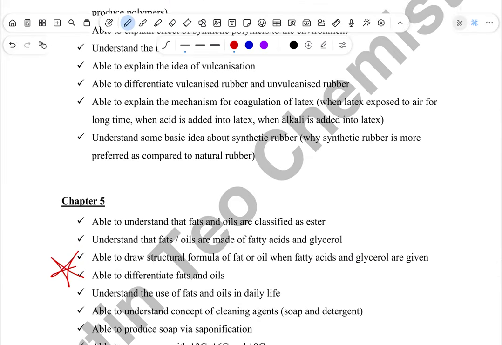I told you all before, what is the best and most accurate way to differentiate fat or oil? Look at the physical states. Fat is a solid at room temperature. Room temperature is 25, not 26, not 24, not 27, 25. So at room temperature, fat is a solid, oil is a liquid.